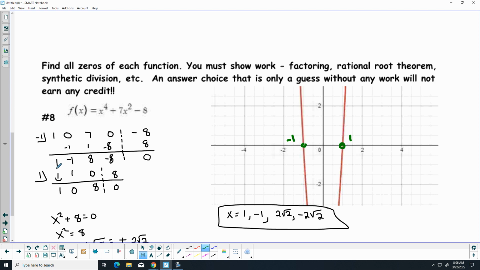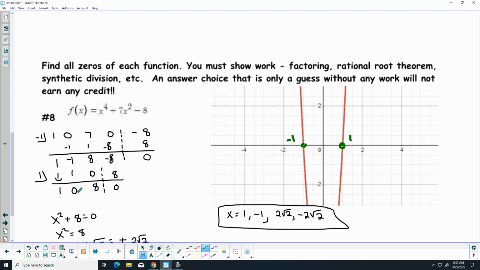I bring down the 1, multiply, add, multiply, add, multiply, add, multiply, and my remainder is 0. So since my remainder is 0, I know that x equals negative 1 is a root. Now I'm going to do 1. I bring down the 1. 1 times 1 is 1. Add. 1 times 0 is 0. Add. 1 times 8, 8.